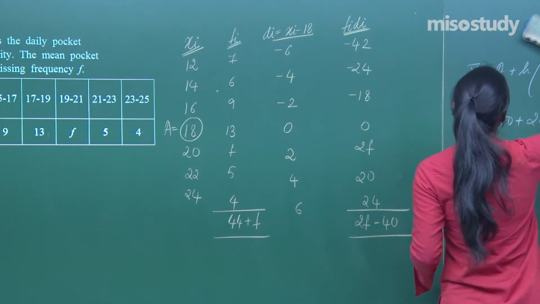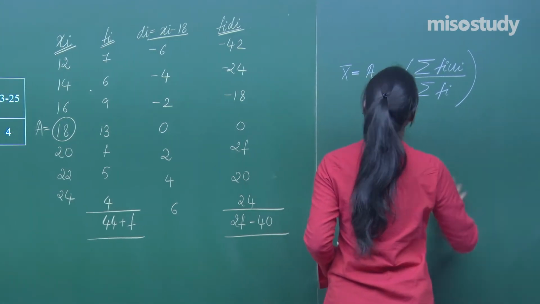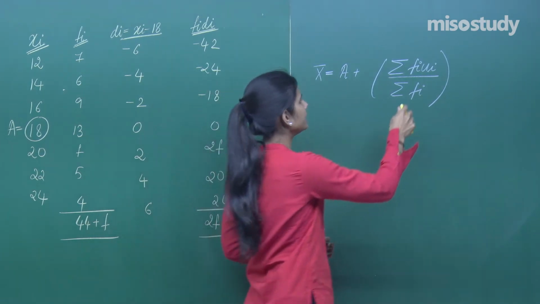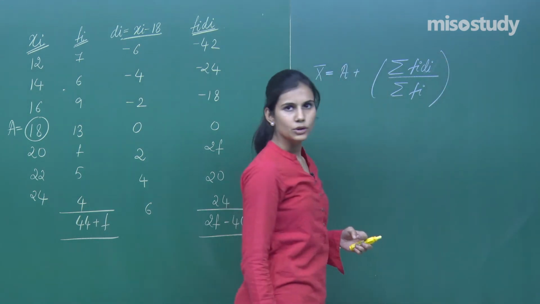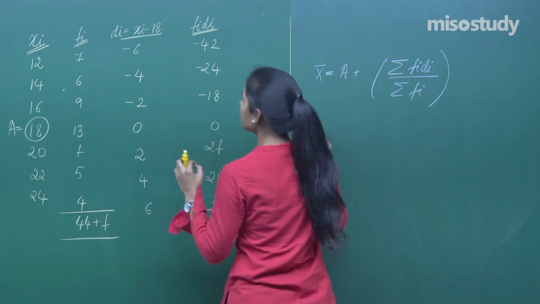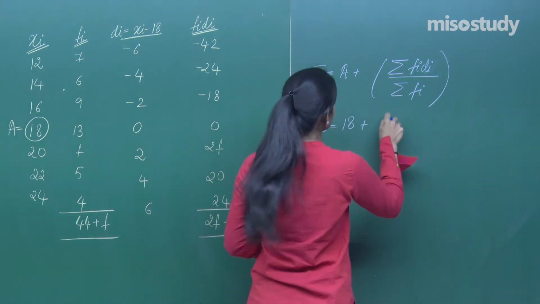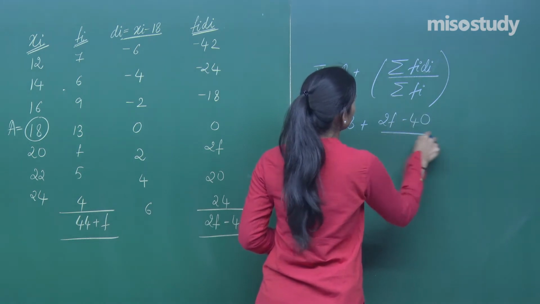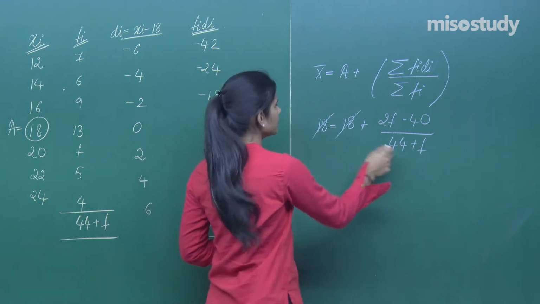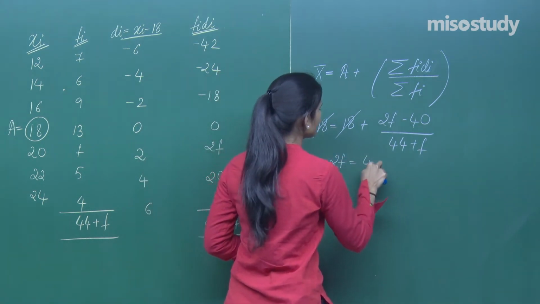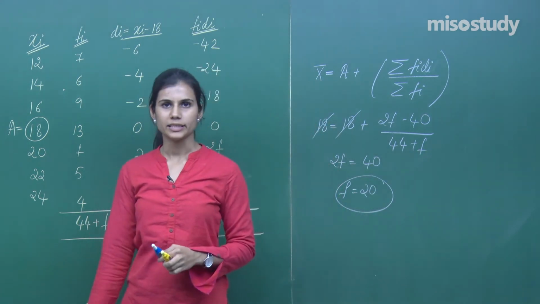Now I know that by the assumed mean method, this is the formula: a plus summation fi di upon summation fi. So mean is already given to you as 18. Assumed mean is 18. Summation fi di is 2f minus 40 upon 44 plus f. Clearly 18, 18 cancels out. This comes here, it is 0. You get 2f is equal to 40, or f is 20. So your missing frequency is 20.